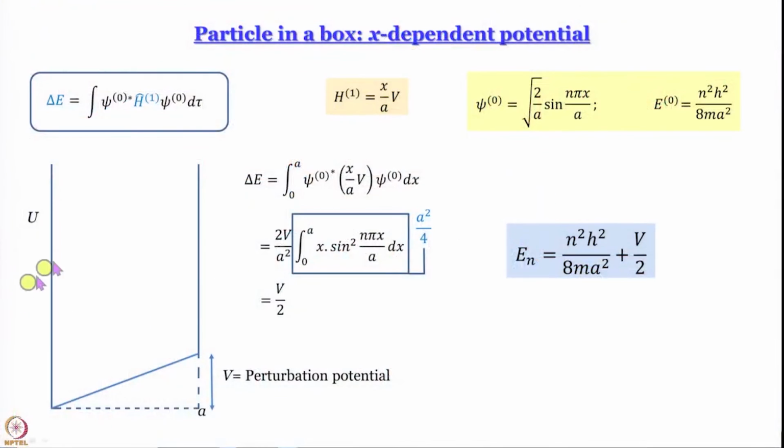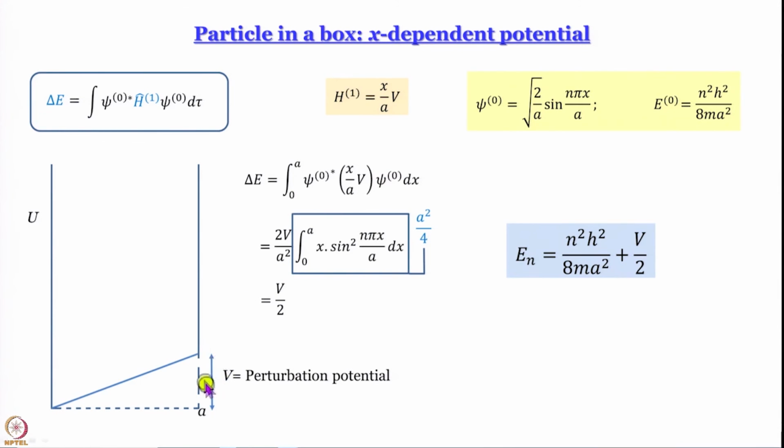Remember, energy in a particle in a box is quantized. We said earlier that the zeroth order energy for the nth level is n square h square by 8 m L square. Now in the perturbed system you need this correction term of V by 2. So this is the expression for the energy of the nth energy level: En is equal to n square h square by 8 m L square plus V by 2. So what has happened to the energy levels of the particle in a box because of this slanting thing? Every energy level has simply got offset by V by 2.